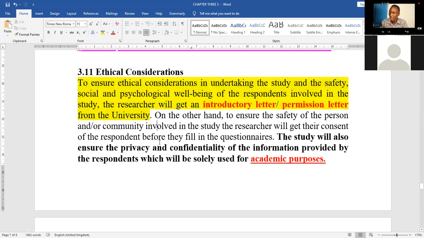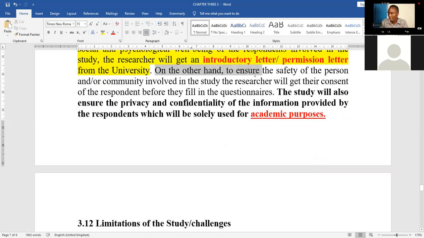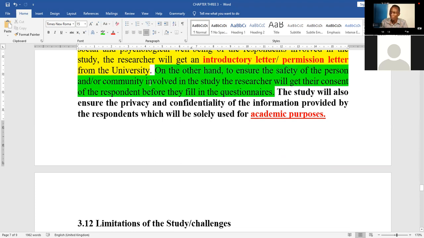Then after that, we were also seeing that, to ensure the safety of the person and all the community involved in the study, the researcher will get consent of the respondents before they fill in the questionnaires. Now, what does that mean? After getting that introductory letter, you also need to get consent from these people. You are going to go to the field.